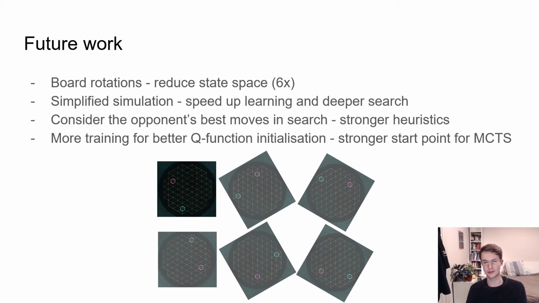You can also simplify the simulation, which would help to speed up learning and allow deeper search in Monte Carlo tree search and Q-learning. You could also just consider the opponent's best moves when you're searching, which will lead to stronger heuristics. Another approach is to look at more training to help produce a better Q function initialization and give a stronger start point for the Monte Carlo tree search.